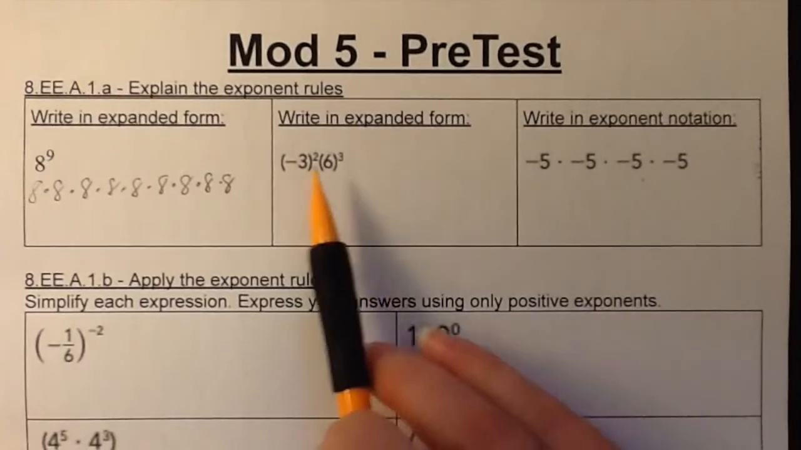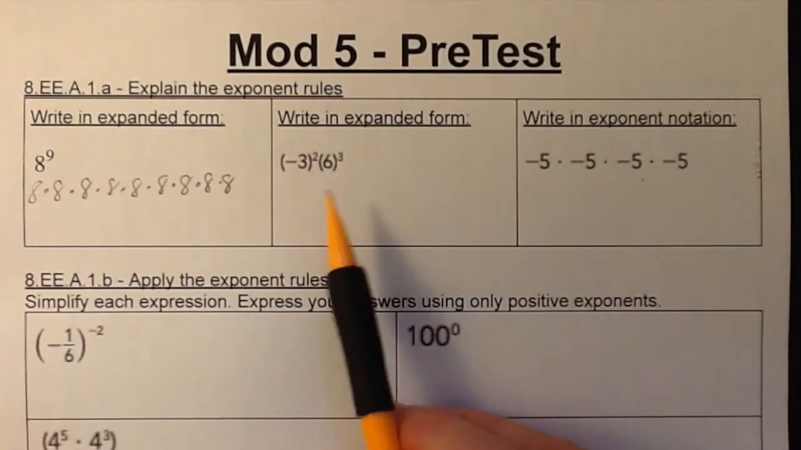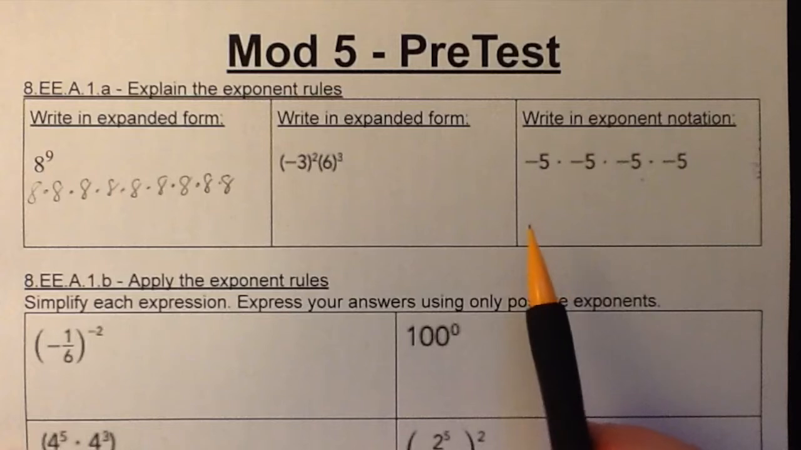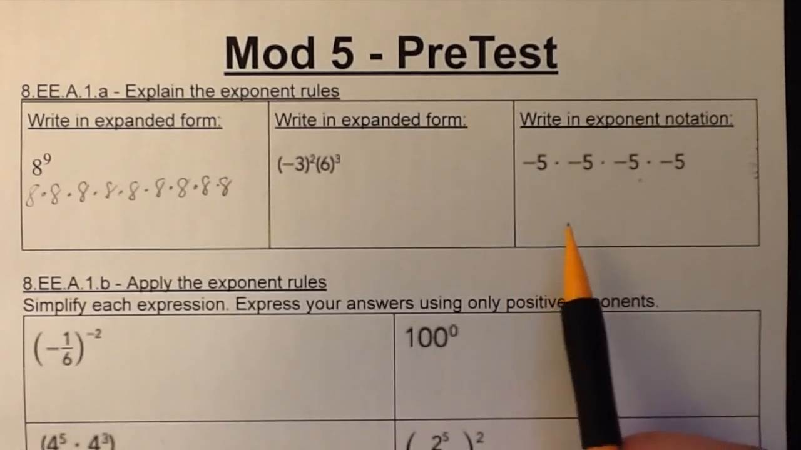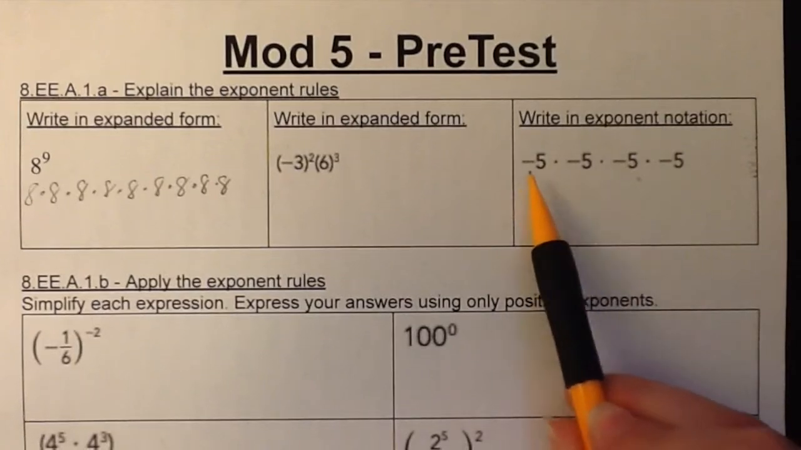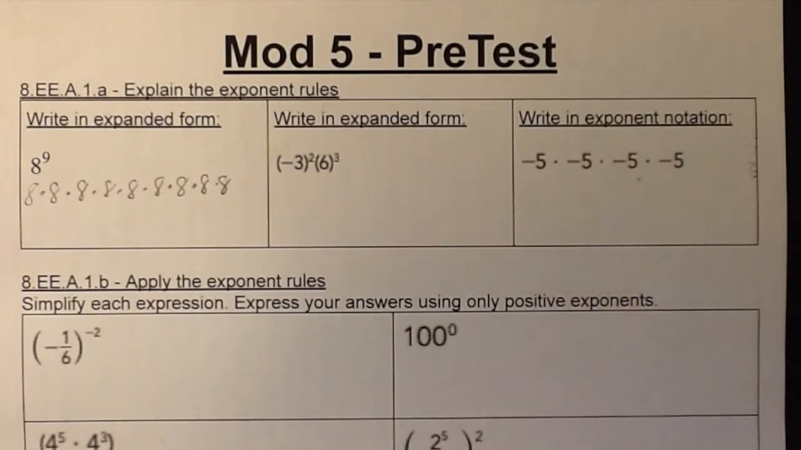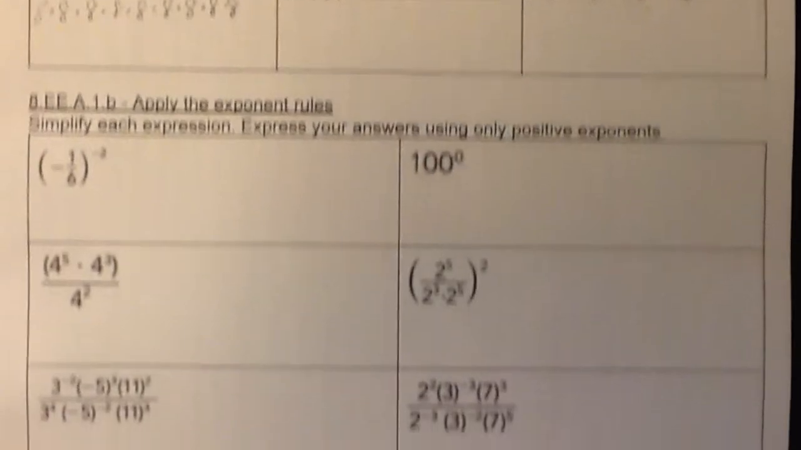So that'll be the same for this one where we're expanding it out. And then this one, you actually are going backwards. You need to condense it down into that exponential notation, so which means you'll have the base, which is -5, and then how many times it repeats, which is 4. Next section.